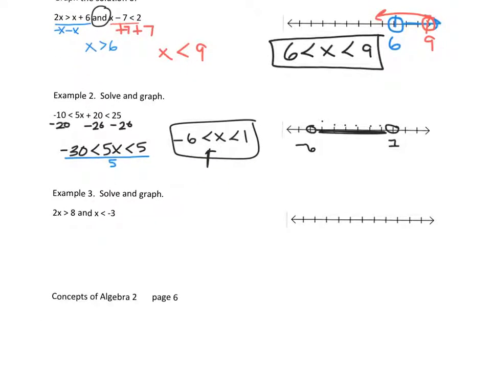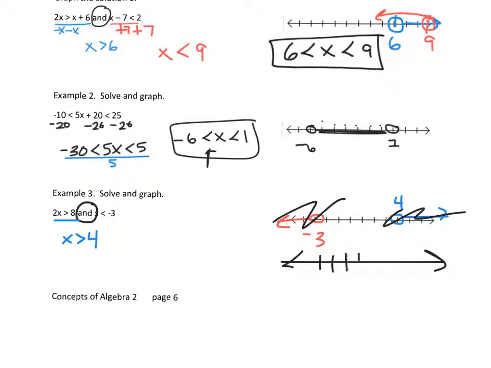Okay, example 3, I have another "and," so I'm looking to see where they overlap. So this is going to be x is greater than 4, right here, and x is less than negative 3, about right there. Now where does the blue and the red overlap? Do they have any numbers in common? No, they actually don't. So there's really nothing I can graph because there's nothing that overlaps. So you would just leave your graph empty and write no solution because there's nothing in common with x is greater than 4 and x is less than negative 3.